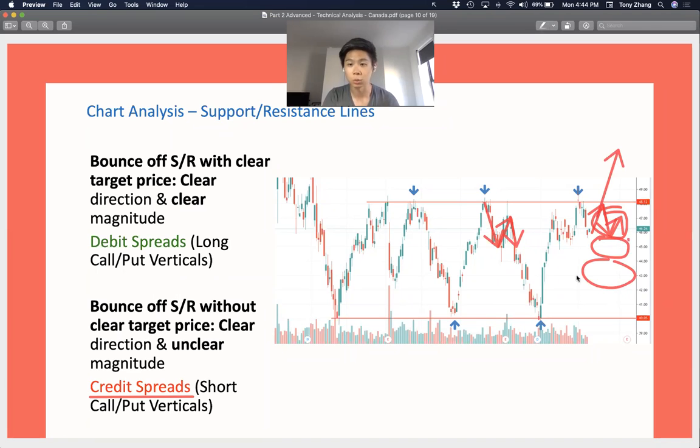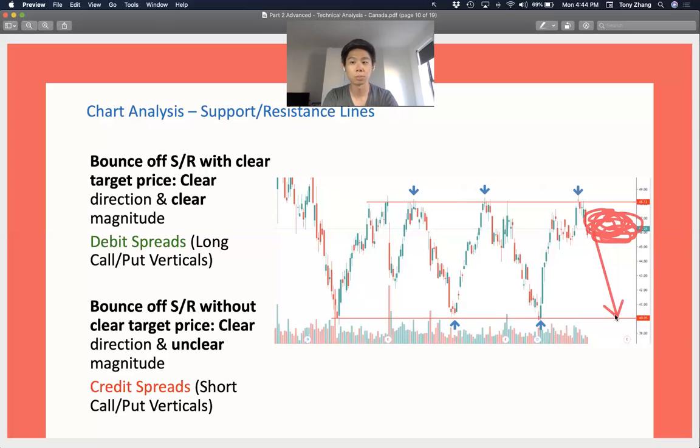So selling credit spreads will allow you to take profit as long as the stock stays somewhere in this particular range. That's the whole goal of a credit spread. Now, if the stock goes lower, you will also make money. You just don't make any more money. On a debit spread, you make more money the further lower it goes, okay?